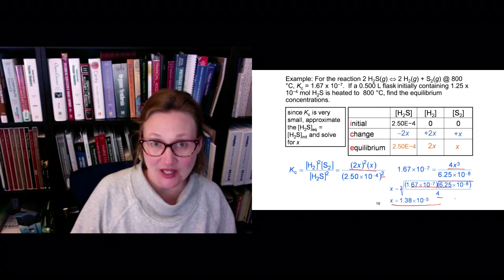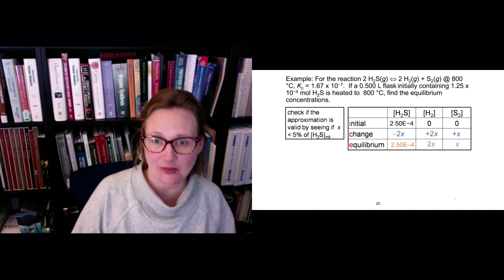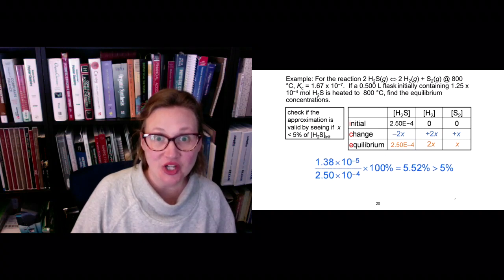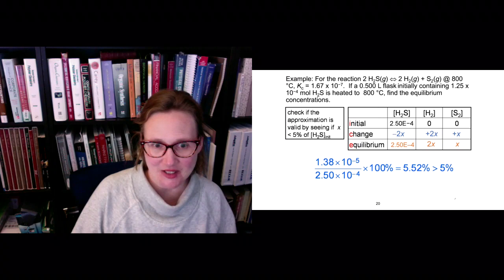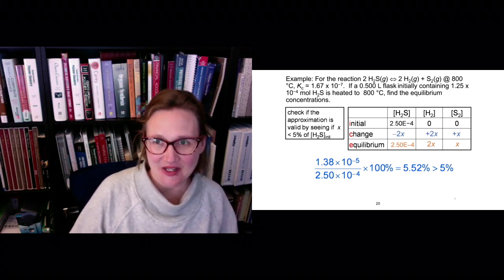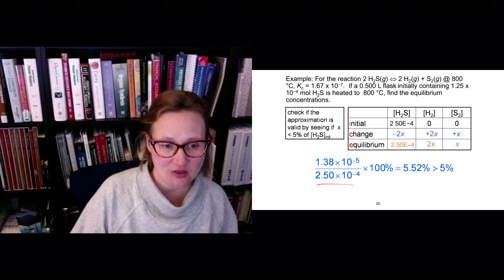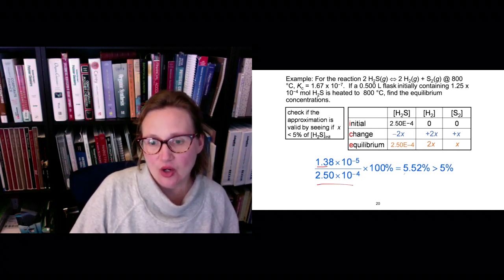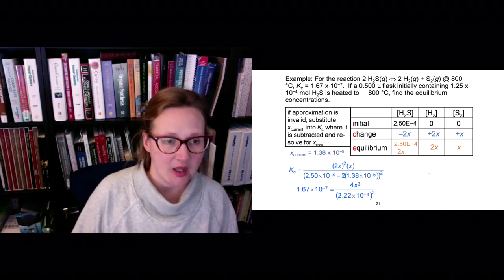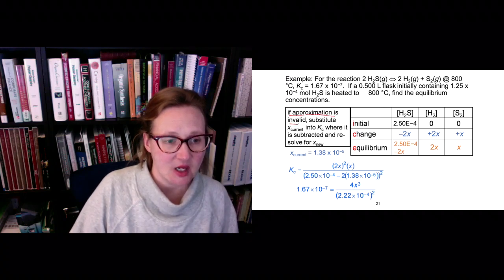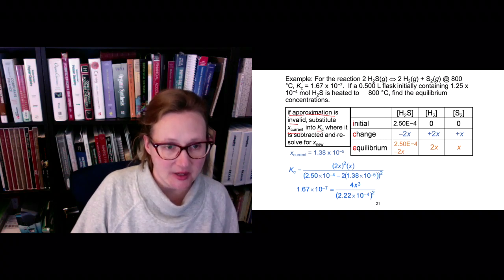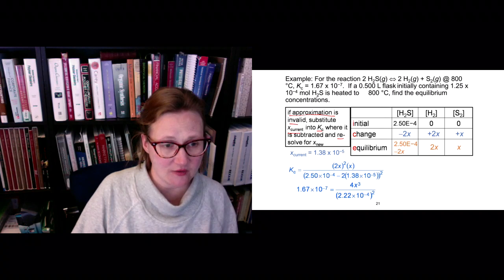Now let's solve for those equilibrium concentrations. Well, first let's check our approximation. We have 1.38 times 10 to the minus 5 divided by 2.5 times 10 to the minus 4 times 100. This was our initial concentration, and this is what we solved for x. Oh no, it's greater than 5%. If the approximation is invalid, we substitute our current x into Kc where it was subtracted and resolve for x new.